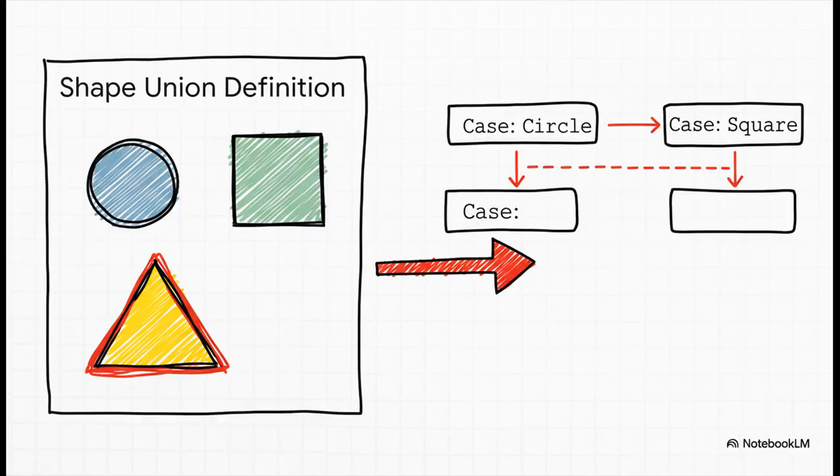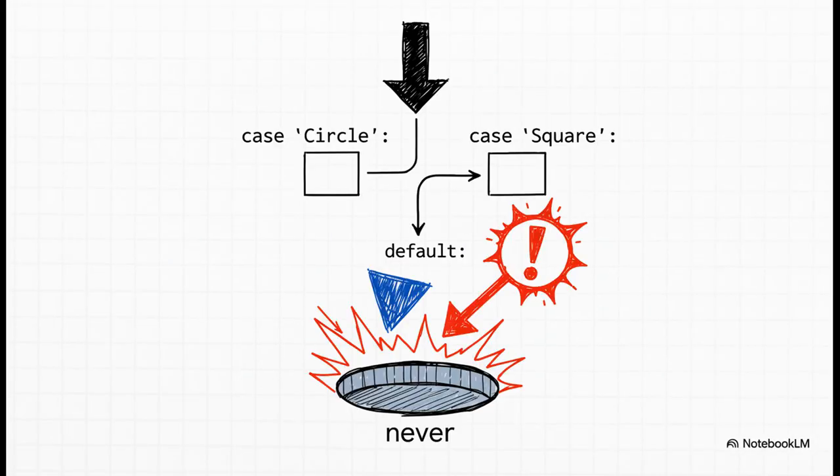But here's where we set our trap for future bugs. Let's say, months from now, a new developer on the team adds a triangle to our shape union. They've updated the type definition, but they forgot to update our function that uses it. And boom, the trap works. TypeScript sees that if the shape is a triangle, it's going to fall right through to our default case. And it tells us, hey, you cannot assign the type triangle to the type never. It found the bug for us. It literally forced us to handle the new case, making our code robust and totally future-proof.